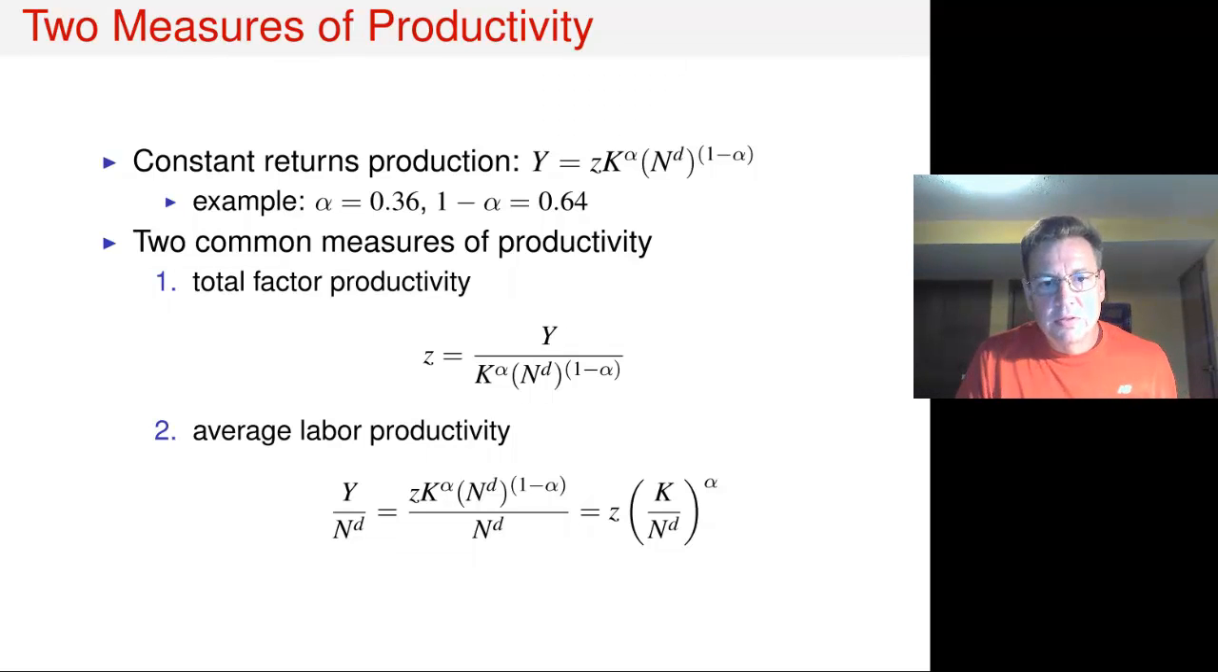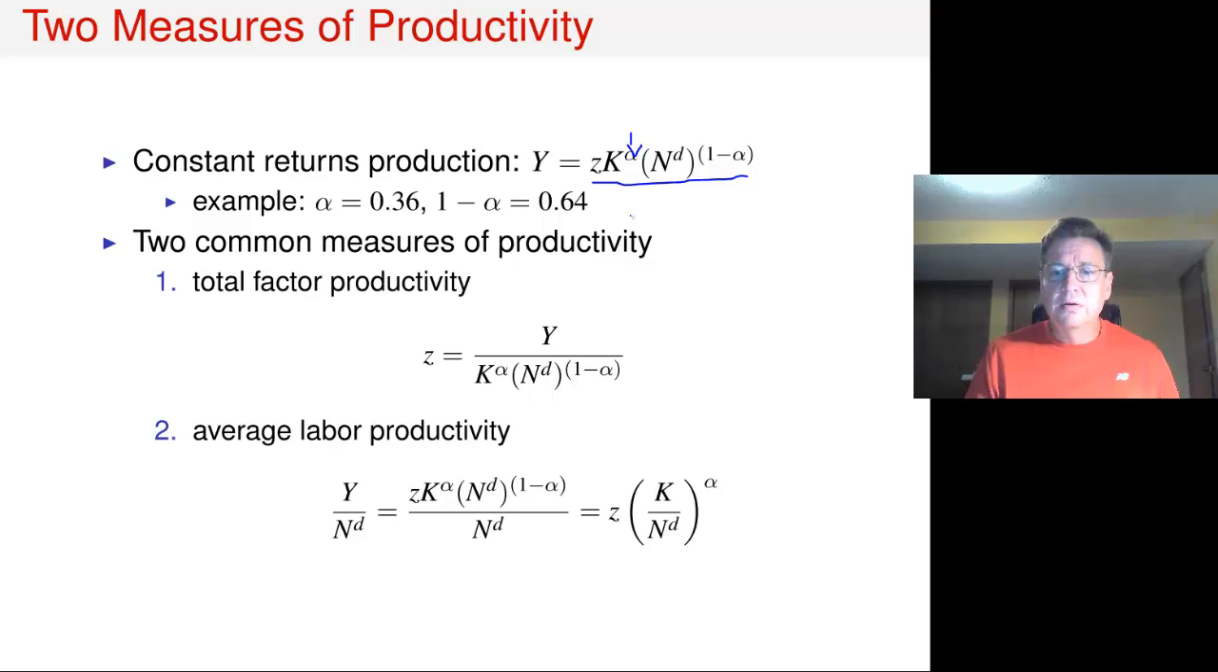Before we finish deriving the theory of labor demand, I want to turn to two measures of productivity that are showing up in the production technology that we're using. The first is, if we have constant returns to scale, then we can write a production function that looks like this. It just says you take capital to some power, alpha, and then you take labor to some power 1 minus alpha. Because these exponents sum to 1, we know that we have constant returns to scale.